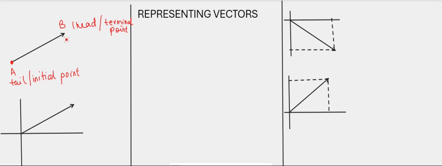Now the arrow always shows us the direction of the vector. This vector is moving from the point A to point B. The length of the vector AB is the magnitude of the vector.